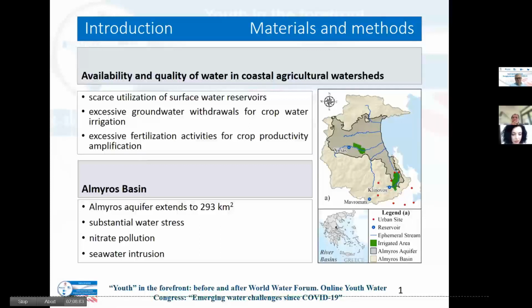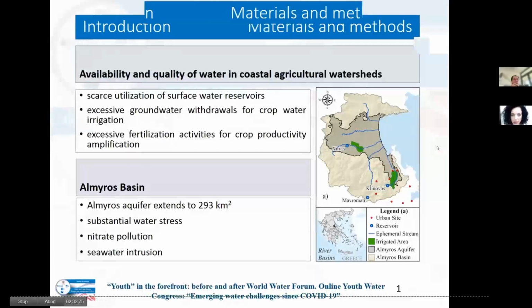The Almiros aquifer extends to 293 square kilometers. It is under substantial water stress. It faces the problems of nitrate pollution and seawater intrusion. Here in the map, we can see the scenario map we use to simulate the water resources balance.